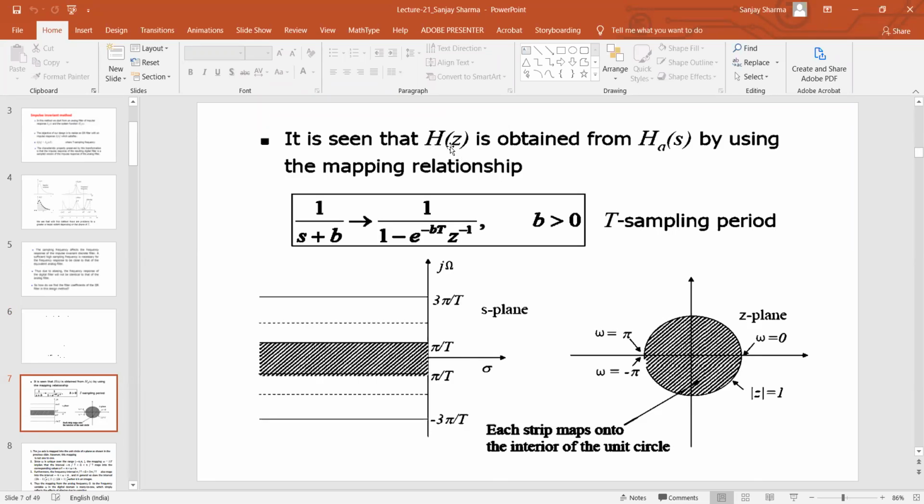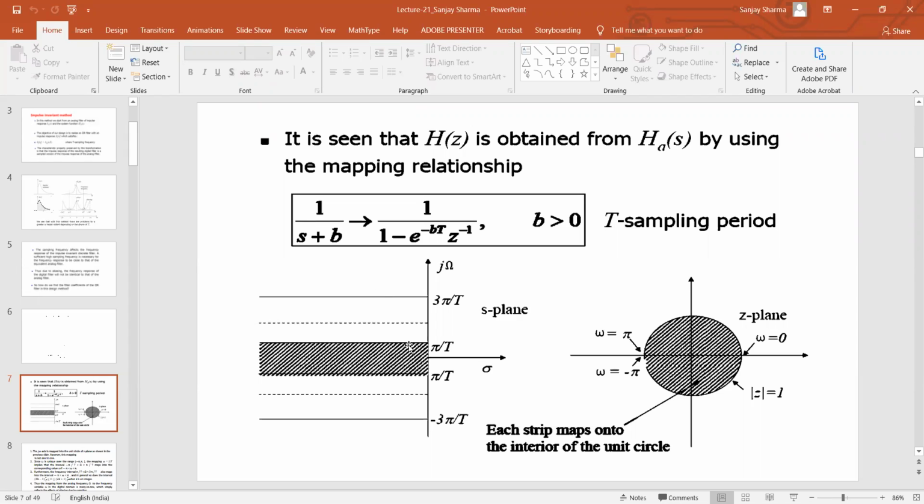We get H(z), which is the digital filter, from H(s), which is the analog filter, by using the mapping relationship 1 over s plus b to 1 over 1 minus e to the power minus bT z to the power minus 1, b greater than 0, where T is the sampling period. Now let us try to understand the problem in the impulse invariant method.